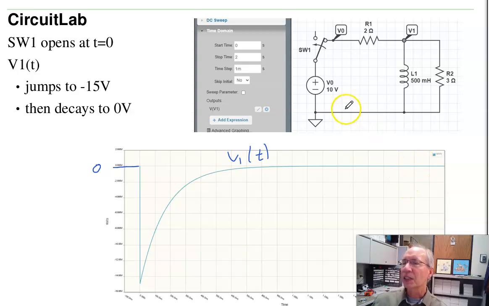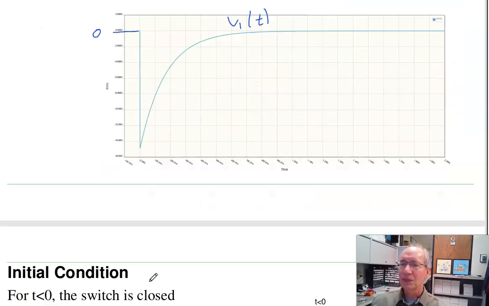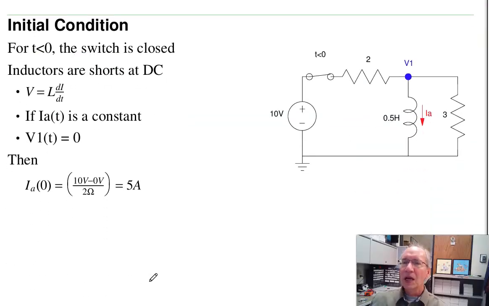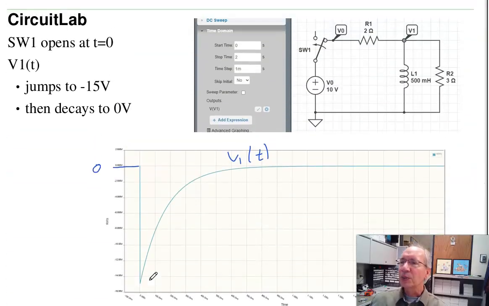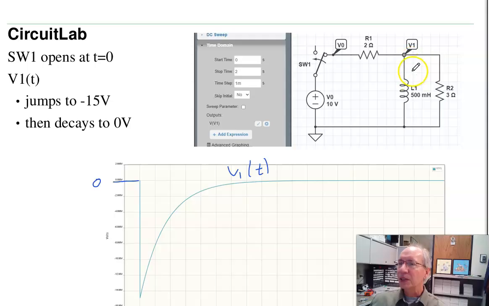So this is kind of odd. I've got a 10 volt source, a 15 volt output, and it's inverted. I could also plot the current versus time. The current right here starts out at 5 amps and decays. That's your IA of t. So that's using CircuitLab, I can find the voltage and current. Can I calculate that?